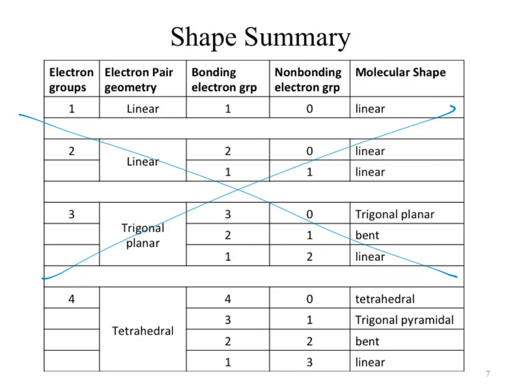Where it's tricky, remember, your double bonds can actually be counted as only 1 group of electrons. We have to be in a unique space. Questions about any of that?